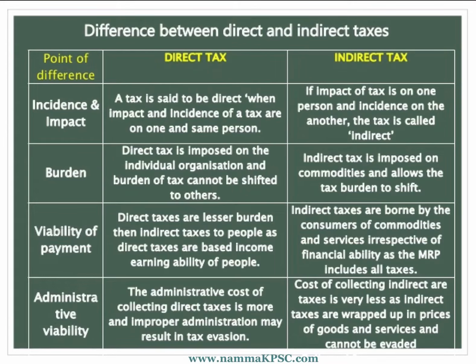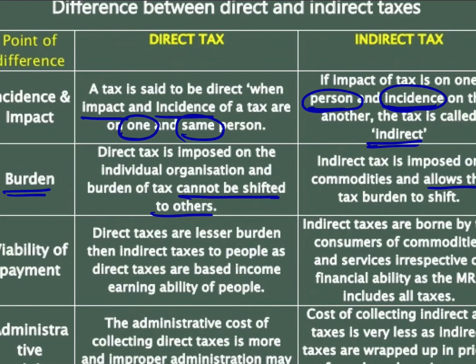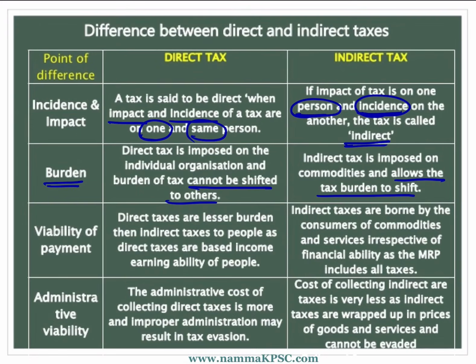Direct tax, as I already discussed, is said to be direct when the impact and the incidence of the tax are on the same person. Whereas indirect tax is levied on one person, but the incidence of it is on another person. Here, the burden is on the same individual and cannot be shifted, whereas indirect taxes allow the tax burden to be shifted.